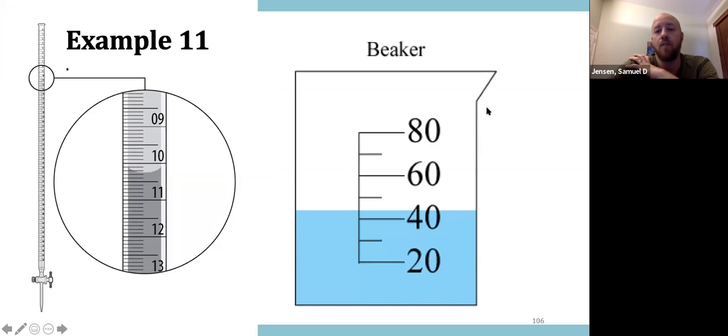All right. Let's take a look at another question. When we are reading glassware that has liquids in it, the picture on the left, this piece of equipment is called a burette. If we were in the lab, we would be using burettes. This is an analytical piece of glassware that we use for all kinds of volumes.